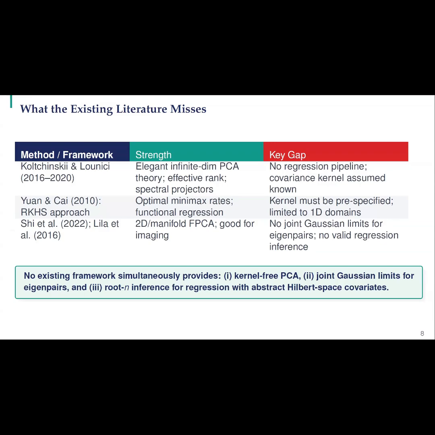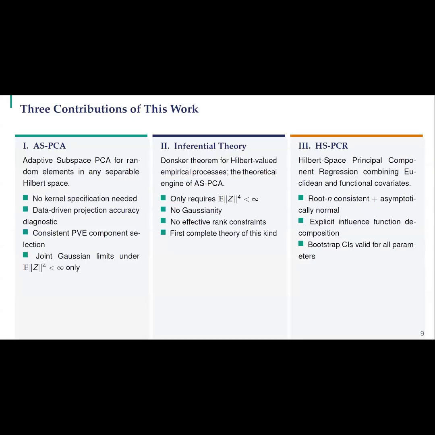We want to not have to specify the kernel, and be as general as separable. We want to look at joint Gaussian limits for the eigenpairs, and root n inference for regression, with abstract Hilbert space-valued covariates.